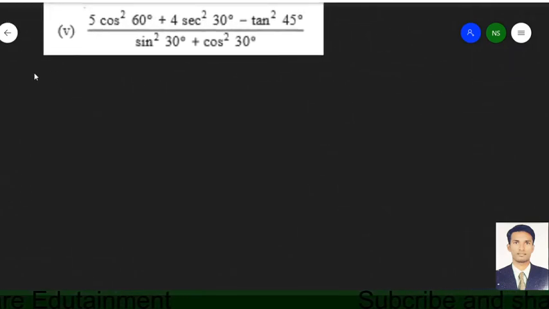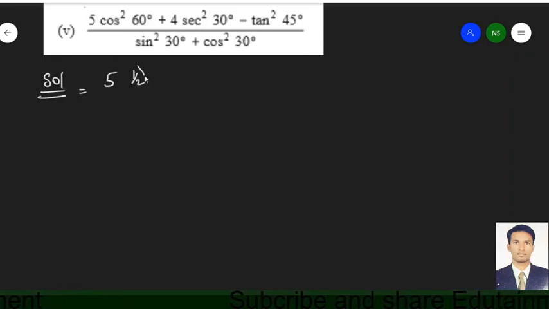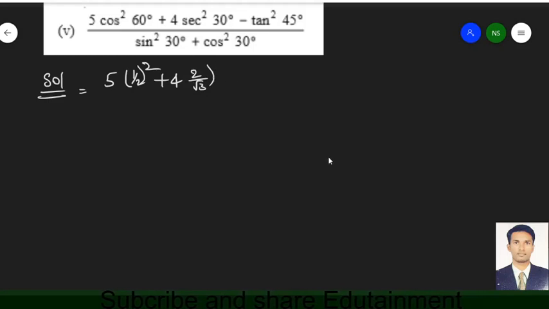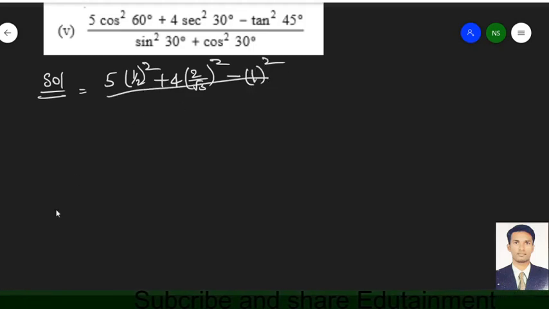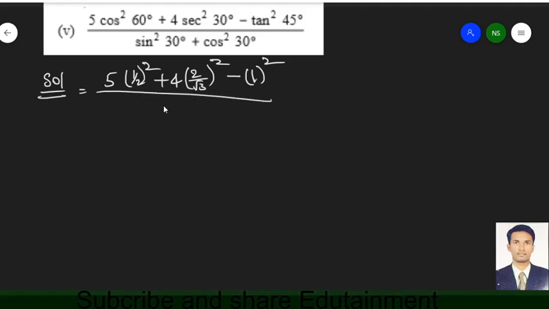This is our next question, question number 5. Let us try to solve this one. Solution: 5 cos 60 we know is 1 by 2, and we have square here, plus 4 secant 30 we know is 2 by root 3 whole square, minus tan 45 is 1 whole square divided by sin 30 is 1 by 2 whole square plus cos 30 is root 3 by 2 whole square.